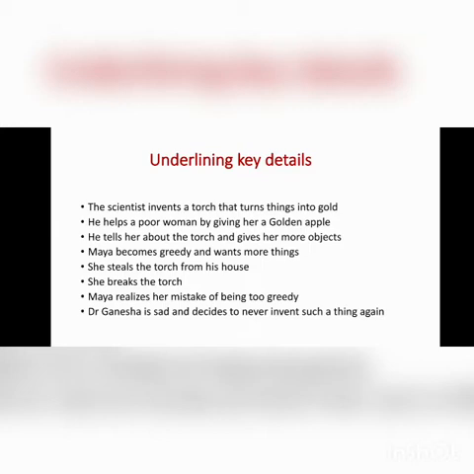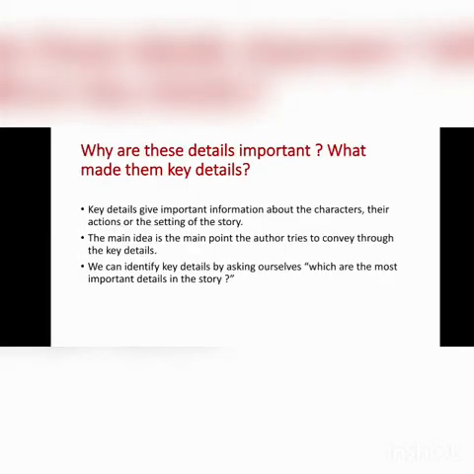So I have told you the story in a very, very brief way, but it has all the important points that should be there. So these are known as key details. It is very difficult to remember every detail in a story. So usually we remember only the most important points, and these important points are known as key details in very simple words.